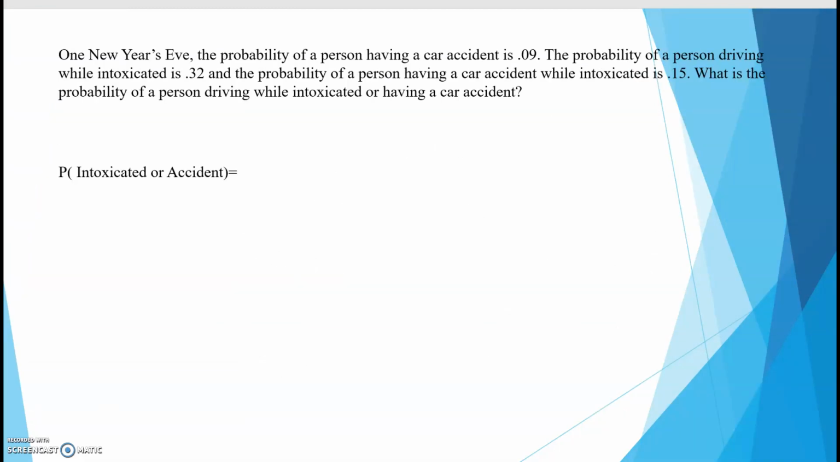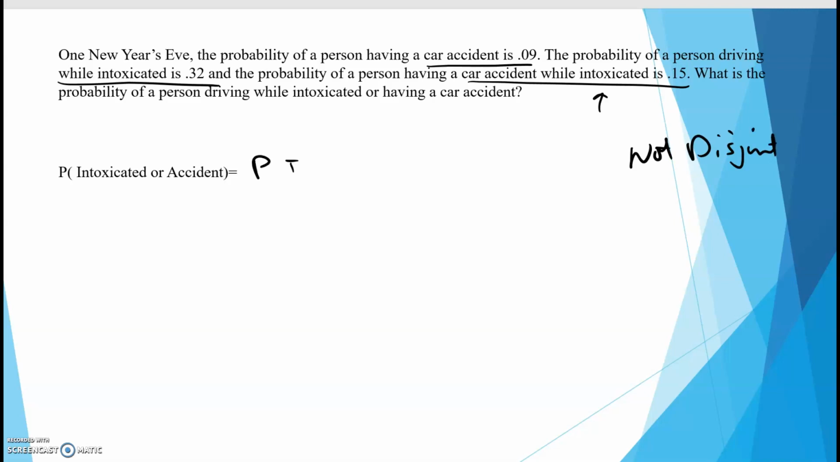Okay, on New Year's Eve, the probability of a person having a car accident is 0.09. Probability of a person driving while intoxicated is 0.32. And the probability of a person having a car accident while intoxicated is 0.15. What's the probability of a person driving while intoxicated or having an accident? So can you be both at the same time? Well, yeah, said it right there. So this is not disjoint.